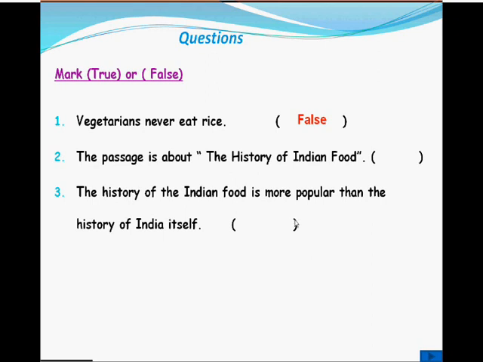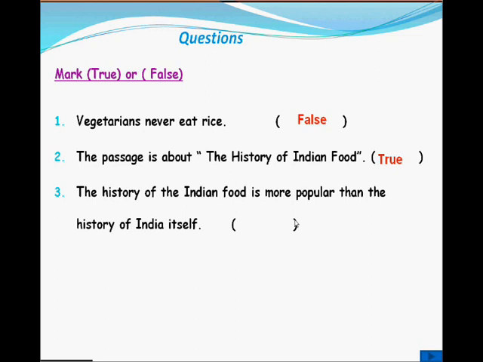So remember when we were talking about the first paragraph, which was the first sentence of the passage, and we said that it's talking about the history of Indian food. So it's there at the very beginning of the text. So is it true or false? Very good. It's true. Number 3.